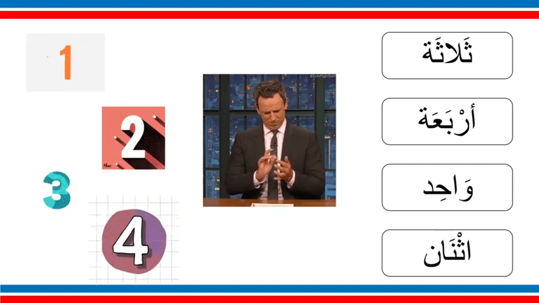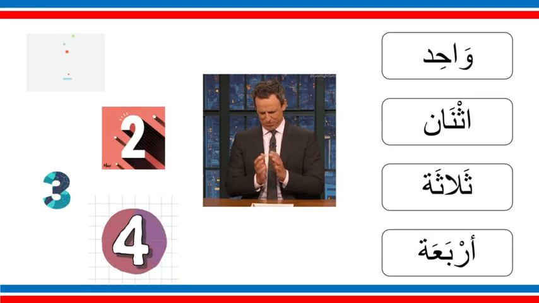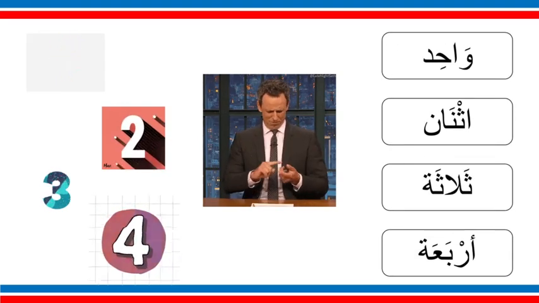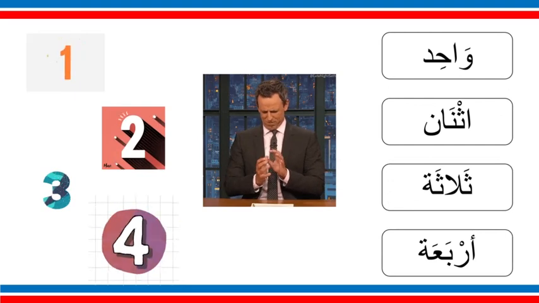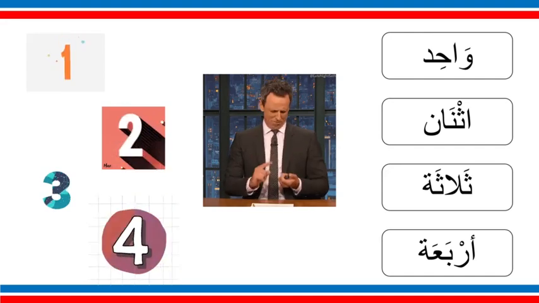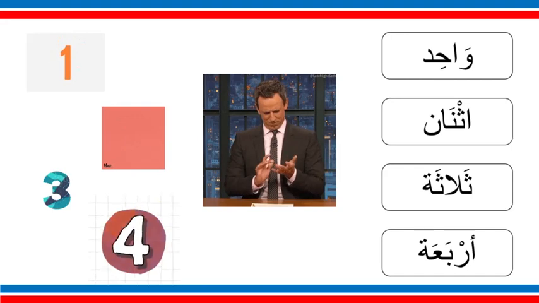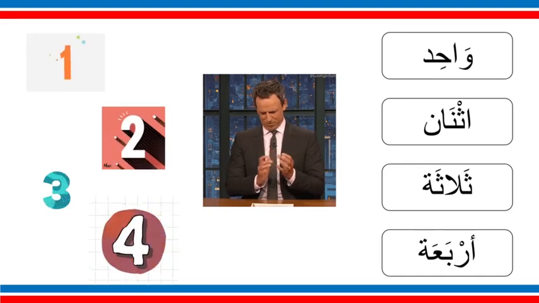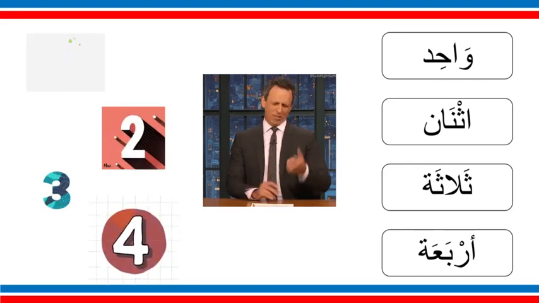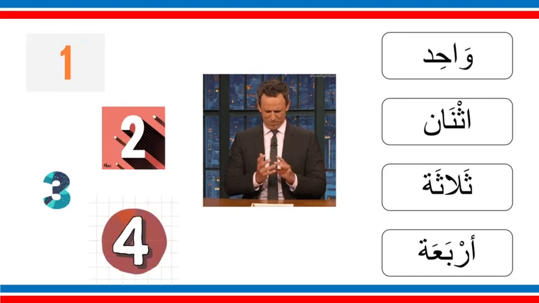Now I will answer. The answer will be like this. واحد means one, اثنان means two, ثلاثة means three. As I'm saying in the starting of each video, ثلاثة, اثنان, واحد, three, two, one. And the extra one is أربعة, which means four. So واحد, one, اثنان, two, ثلاثة, three, أربعة, four.